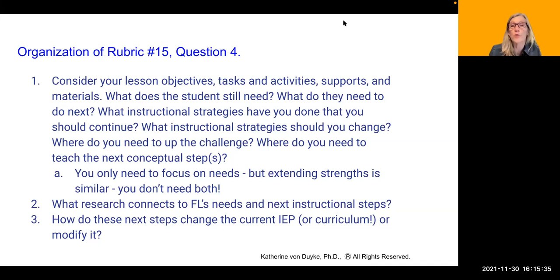You do not need to have both for this rubric. Then you're going to be asked what research connects to the focused learner's needs and your next instructional steps. So that really involves you going to scholar.google and you put in your focused learner's need, their grade level, maybe special education, and the curriculum that you're focused on. And then look there. You can also go back to rubric 10 where you were also looking at research and see if any of that research extended to possible next steps, since you already have that in pocket.